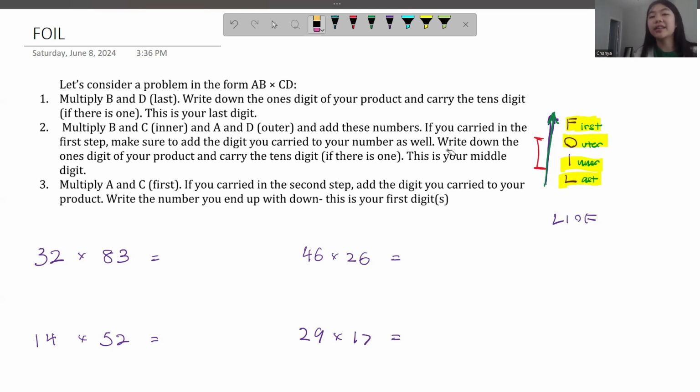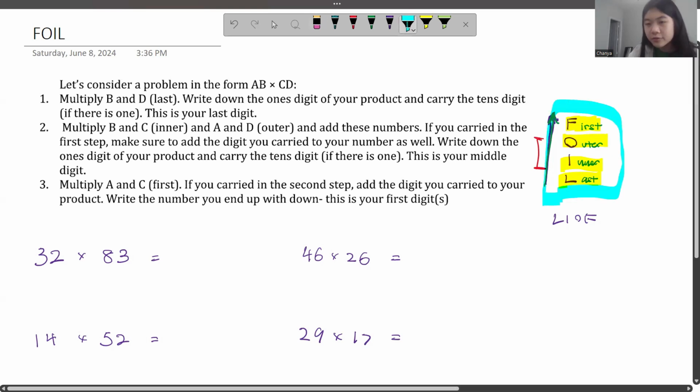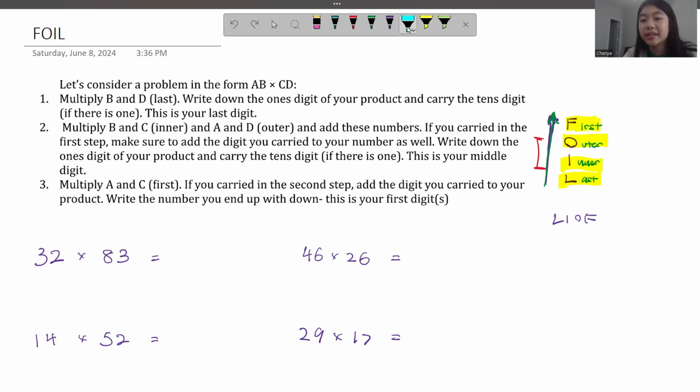So the first thing I'd like to highlight is what FOIL stands for. As you can see that I've written here, FOIL stands for first, outer, inner, and last. But in reality, you actually work your way up from last. So the order you do it is last, inner, outer, and first.